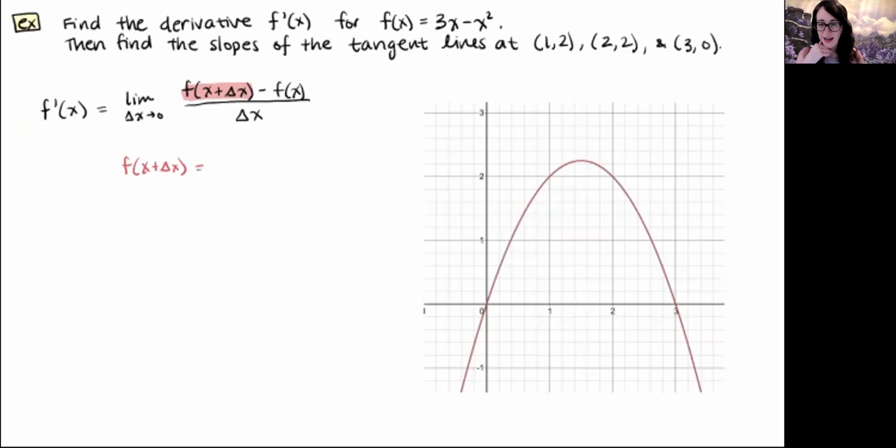We're going to plug in an x plus delta x into every place that there's an x in the original function. That's in two different places. So we're going to put an x plus delta x for x here, and then also an x plus delta x for x here. So this will end up looking like not 3x, but 3 times x plus delta x in parentheses, and not minus x squared, but minus x plus delta x squared.